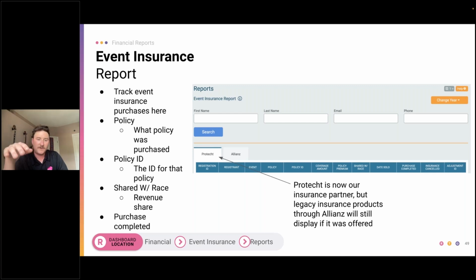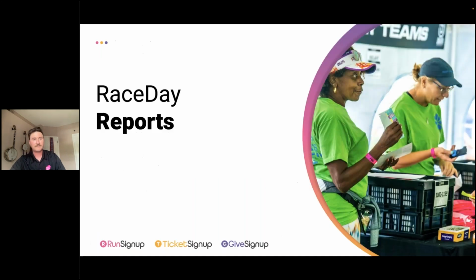In this particular instance, I'm showing Protect and Allianz as tabs. Allianz is our legacy provider we used to use to provide insurance. If you sold those, you can still access that information by clicking the Allianz tab.